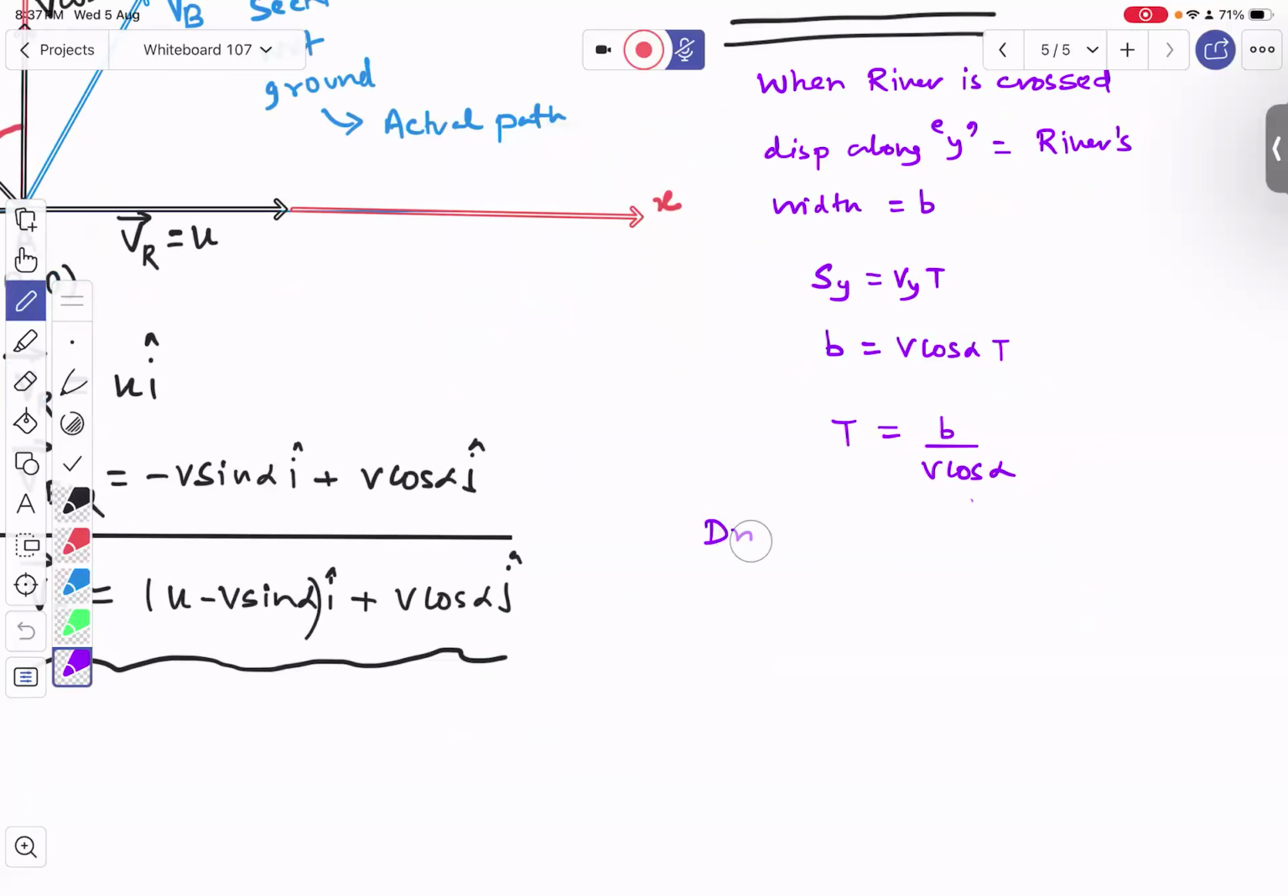So drift is the total displacement. For drift, I'm using the same symbol as the one we used for range. That is the displacement along the river flow, which is the x direction, in a time equal to the time to cross the river. And what is the acceleration we have along this direction? Zero. So what will the displacement be? Velocity into time. And what is the velocity we have? That is U minus V sine alpha. And the time to cross the river is d by V cos alpha.